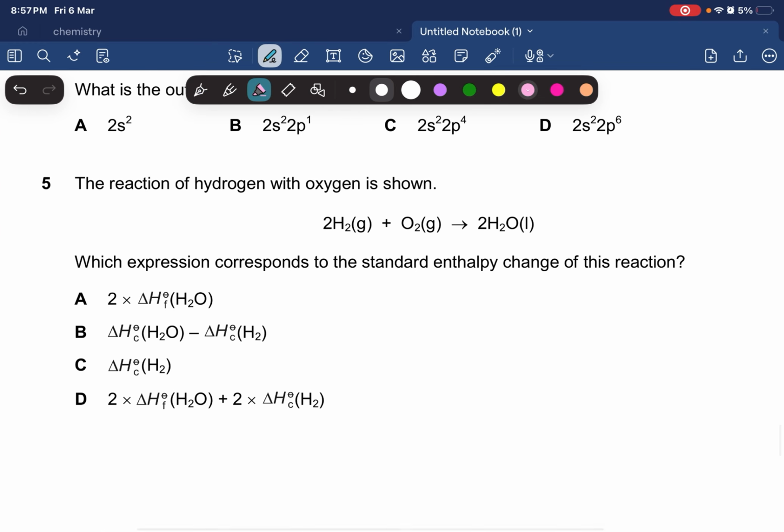The reaction of hydrogen with oxygen is shown. We have hydrogen, we have oxygen, we're forming water. Which expression corresponds to the standard enthalpy change for this reaction? Okay.